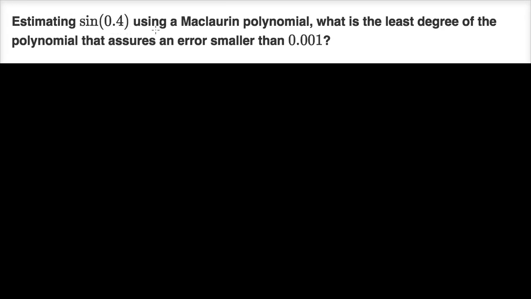Estimating sine of 0.4 using a Maclaurin polynomial. What is the least degree of the polynomial that assures an error smaller than 0.001? So what are we talking about here?